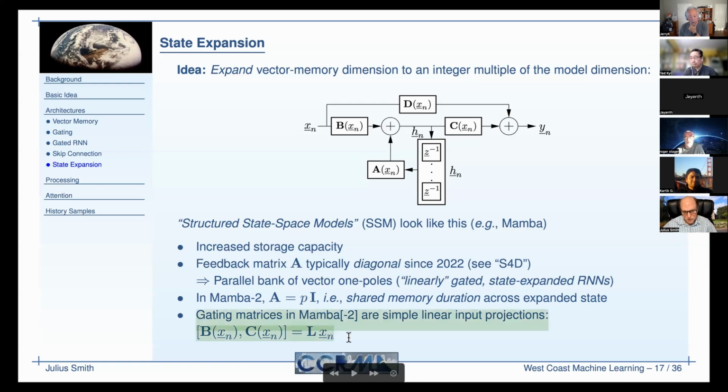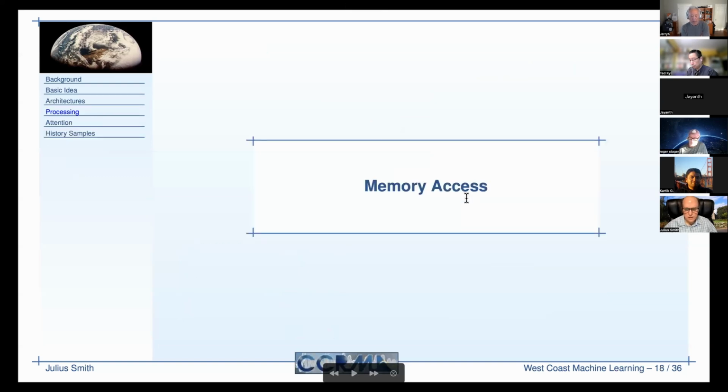And this is just a little side note that the gating matrices are simple linear input projections. So you have your input here, and you go through a linear projection, just a matrix multiply, but it's a learned matrix that gives you your B and C matrices here. And so that's just something I saw. I like to look at the Mamba minimal code, if you've seen that. The Mamba code is great, but the Mamba minimal code is a little more readable. And I think Sasha Rush wrote that and has a nice YouTube video about it.